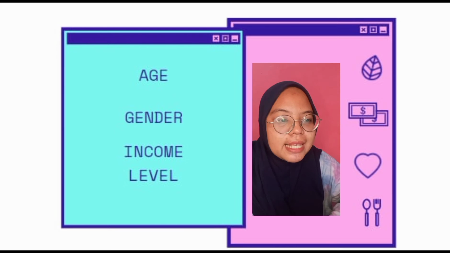The last one is income level. We also have different income level segments. The income level of a person has a significant impact on what kind of product they will purchase.